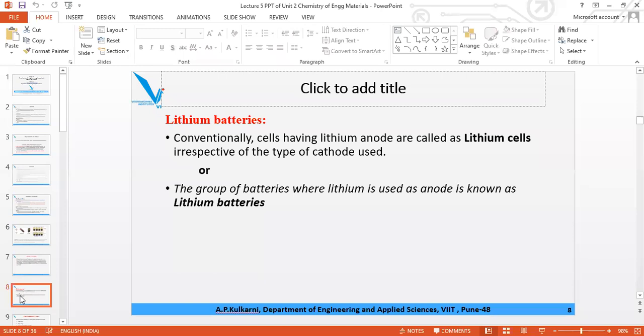Pay attention to whatever extra information I'm giving. Remember it, write it down. Lithium gives an undesirable reaction in water, an aqueous solution, and therefore wherever a lithium anode is used, you are not going to use an aqueous solution, that is water, as the electrolyte. The group of batteries which use lithium as anode are known as lithium batteries. So we can have a lithium cell if it is singular, and if n number of cells are put together in the battery box, then it is called a lithium battery.